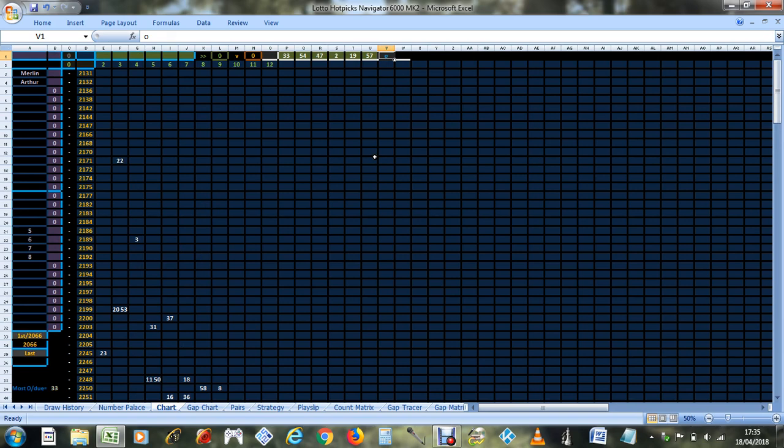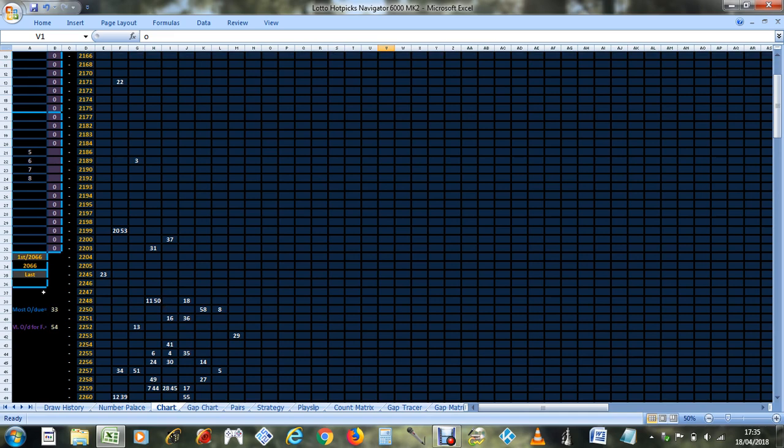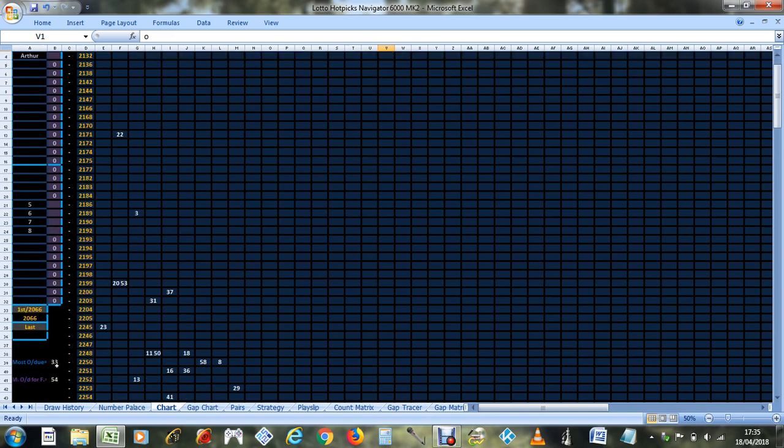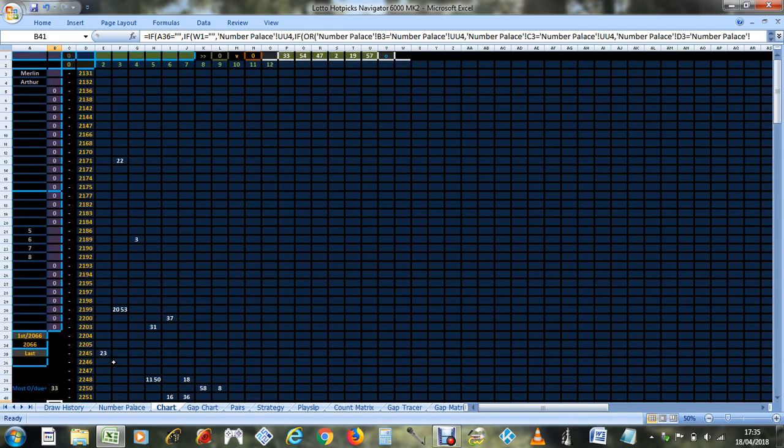So we'll see if this method of looking for the most outstanding numbers, checking the probabilities, is going to be successful in tonight's draw. So after tonight's draw, I'll see how it went.